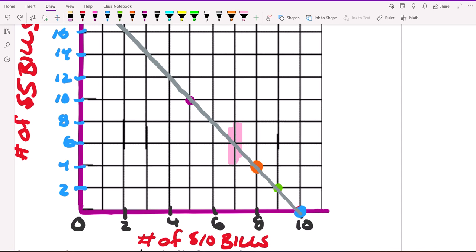We didn't pick it. We could have picked 7 $10 bills, which is $70, and 6 $5 bills, which is 30. Right? 70 and 30 makes 100. Or we could take this point here, or this point here. We could pick 4 $10 bills, which is $40, and 12 $5 bills, which is 60. So this line shows us all the different combinations for this relationship to work. This picture is this relationship.